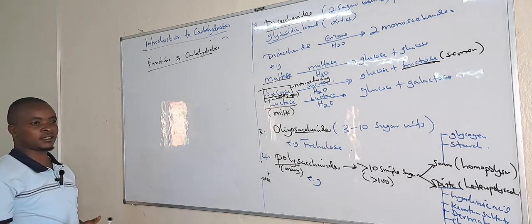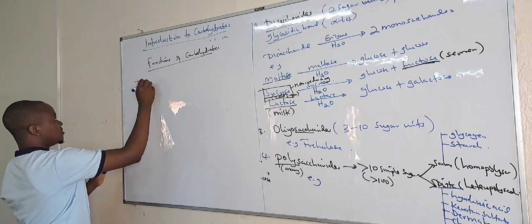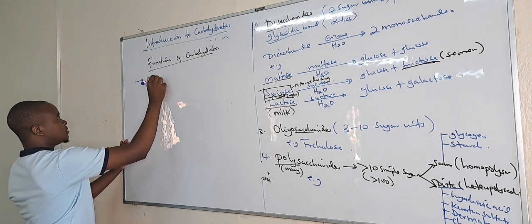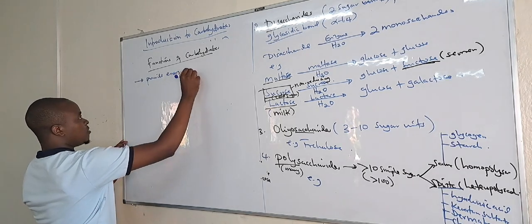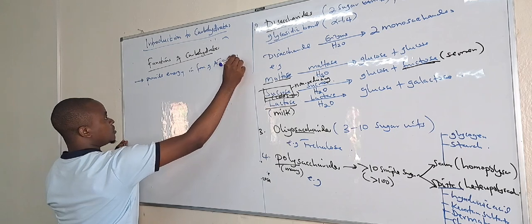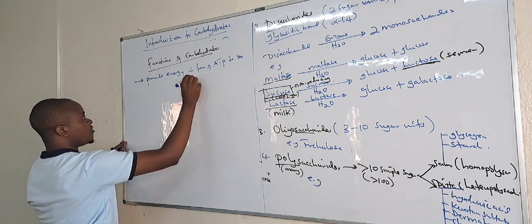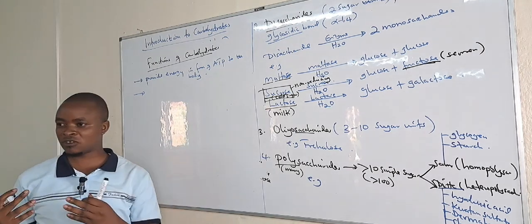Function number one is that carbohydrates provide energy in the form of ATP to the body. They are the primary source of energy.